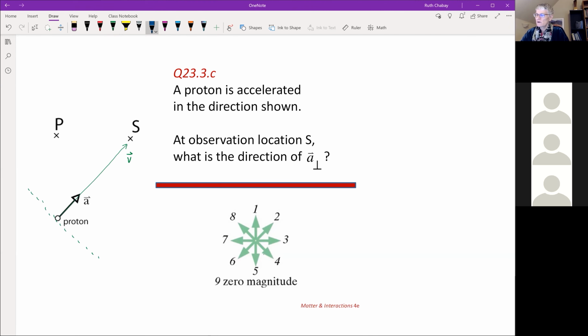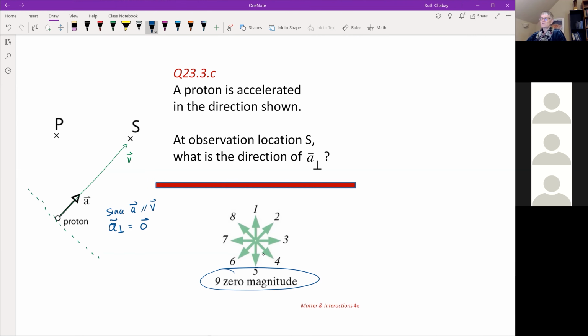But now what we want is the component of the acceleration that's perpendicular, the projection of this acceleration onto this line, or the component of A along that line. And what's the story here? Yeah, it's 0, isn't it? It doesn't have a component. So in fact, since A is parallel to V, A perpendicular is 0.